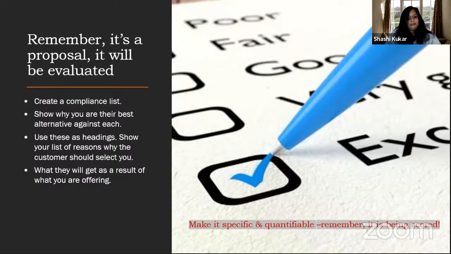Without it, you're not really giving any food for thought, even to the best of them. You may have the best pitch and the best relationship, but if you're not able to score on that, you will lose out. So yes, you've got to make sure that this aspect is well covered.